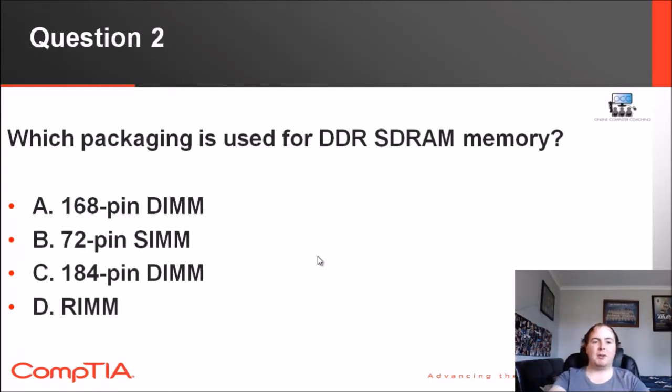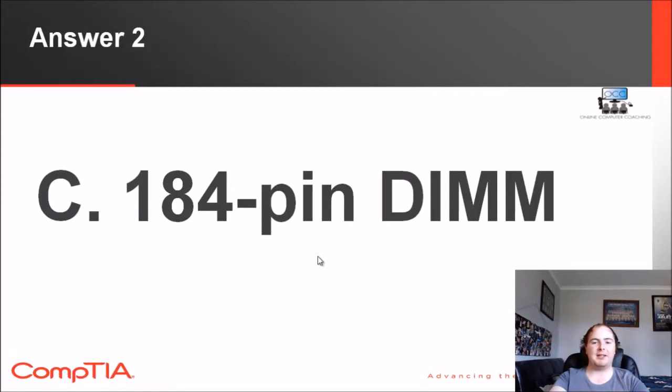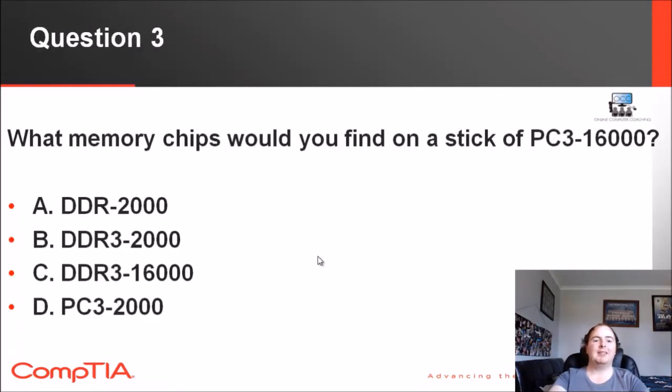Question 2, which packaging is used for DDR SD-RAM memory? We've got 168 pin DIMM, 72 pin SIMM, and a 184 pin DIMM, and then we got RIMM. This is quite simply a rote learning question. It is C, 184 pin DIMM. It's quite a mouthful, that one, actually.